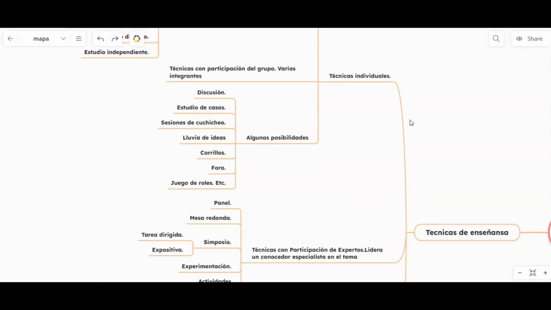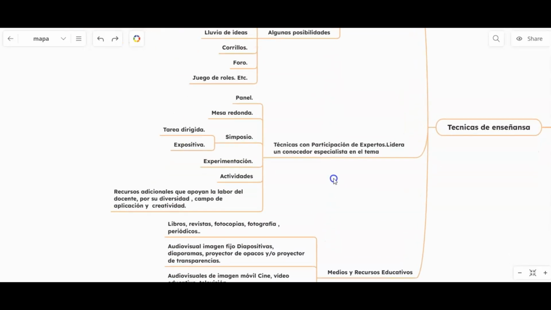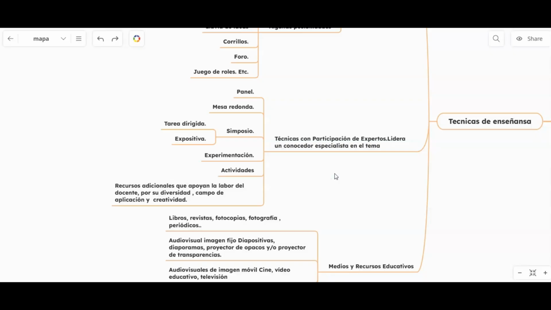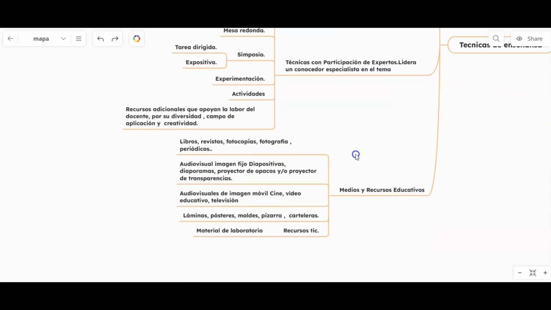Also, we have group participation. So in this case, we have several students that may work together to do discussions, case studies, brainstorming, grid technique, even role plays. Why not? Now, techniques involving experts and specialists, where we as teachers are involved with the students. And we have panel discussions, roundtable discussions, lectures, experimentation with the students.